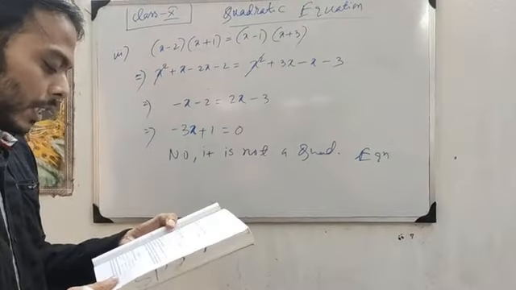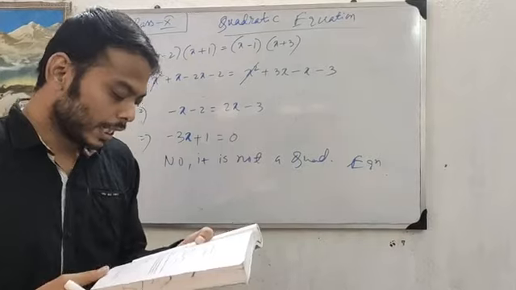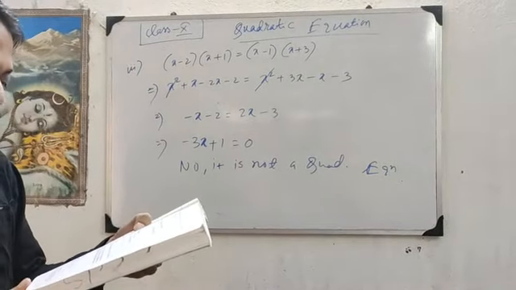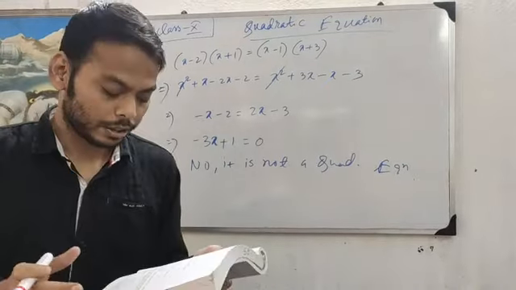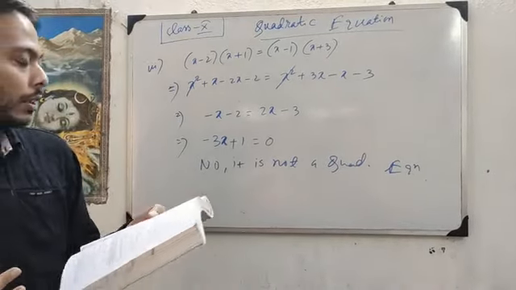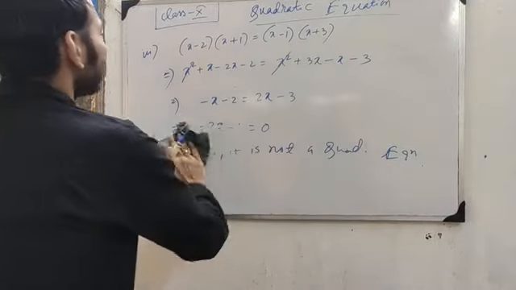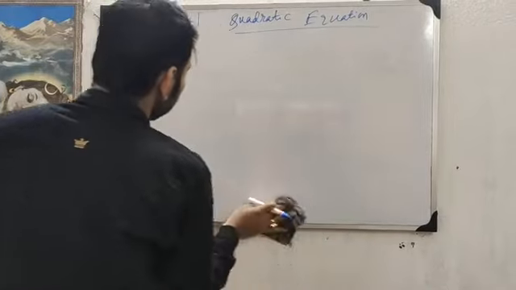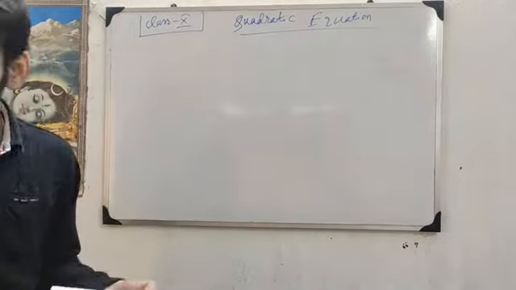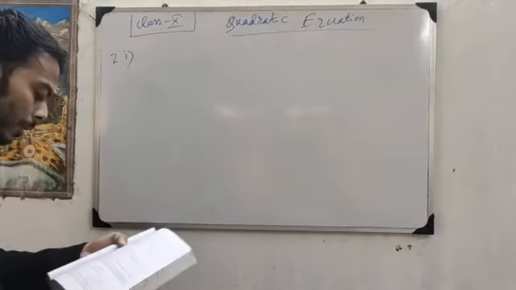Okay. Now question number 2. Here are some word problems. What is the problem? Represent the following situation in the form of a quadratic equation. So from this word problem, we have to make a quadratic equation. Okay. Now we will make the quadratic equation. Question number 1 of 2. Go through the word problem.